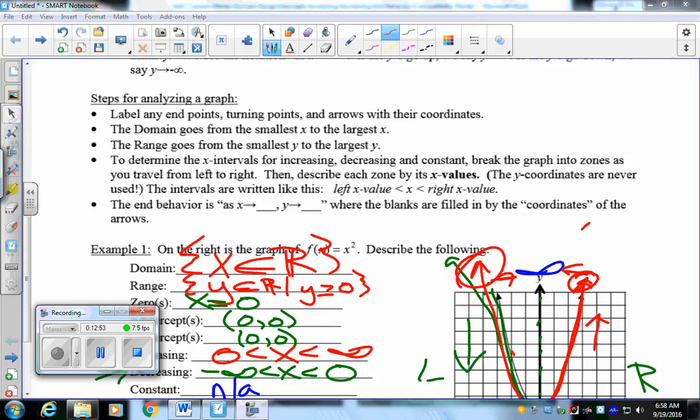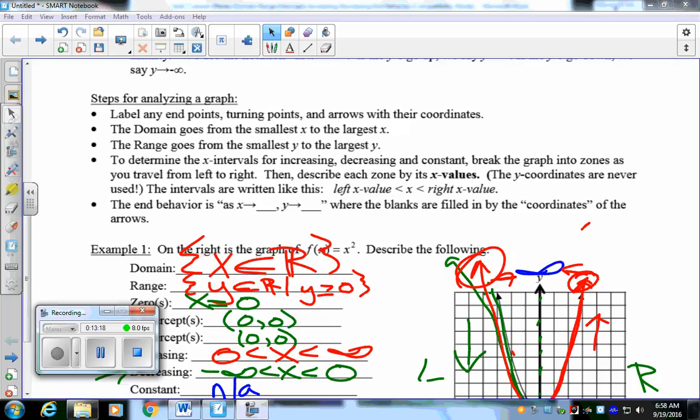All right, as we're piecing this all together, there are just a few suggestions on steps on how to do this. First, label any endpoints, turning points, and arrows. Turning points, really your vertex. Endpoints are going to be dealing with your square root, which we'll talk about. And then labeling your infinities. That's going to help you.